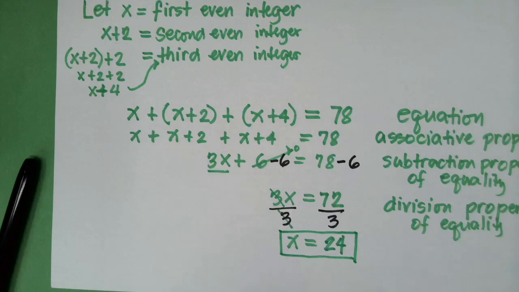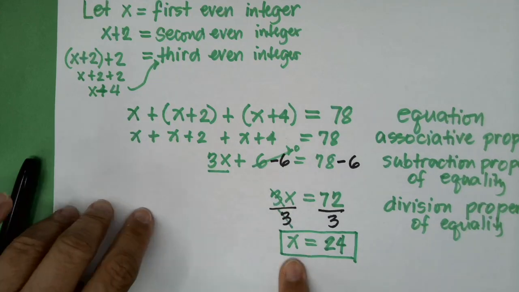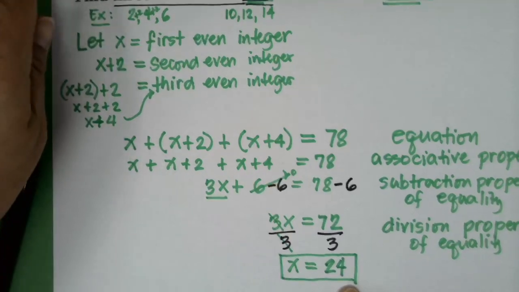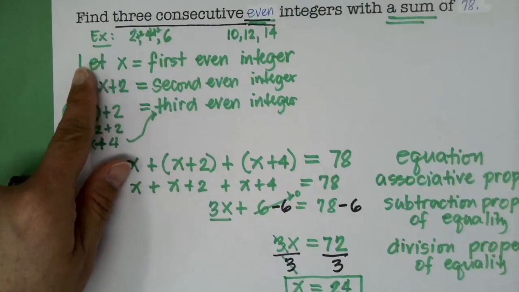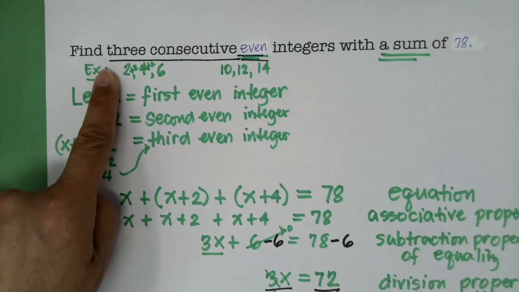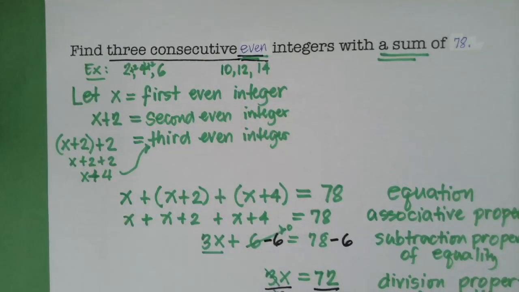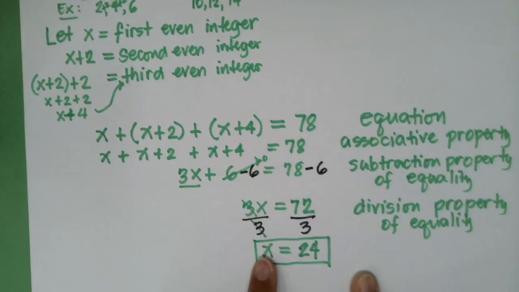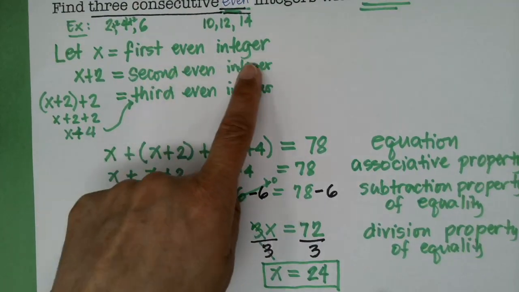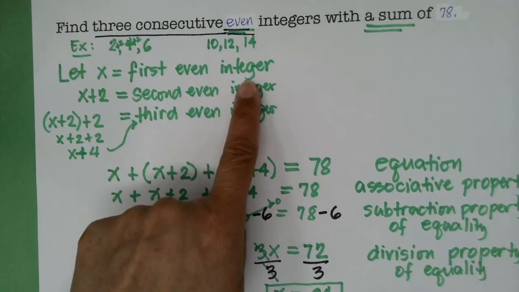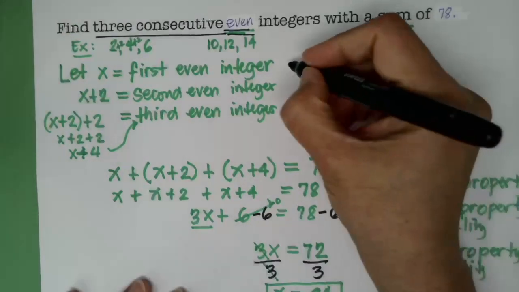All right, so what we have here is just the value of x. We haven't actually answered the question yet because we are asked in the problem to find the 3 consecutive even integers. So we go back to our representation. Remember, this x here is our first even integer. So that means our first even integer is 24.